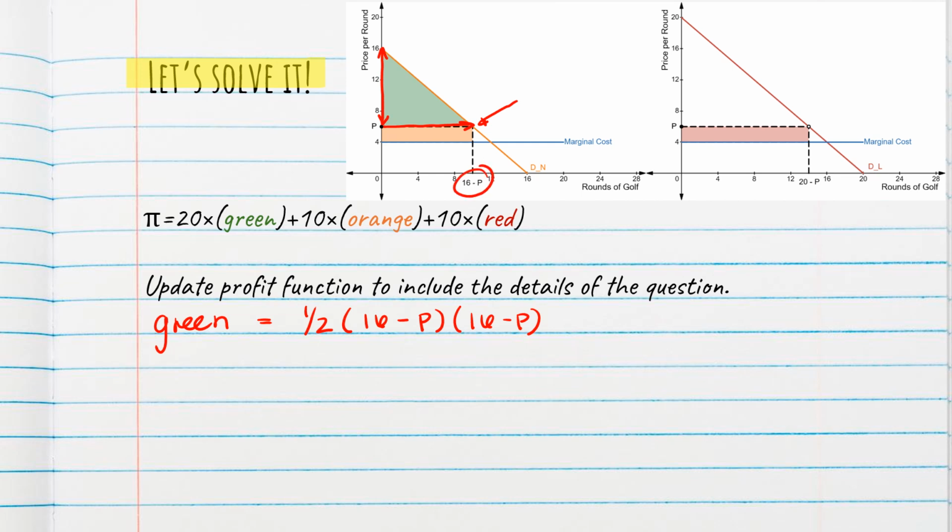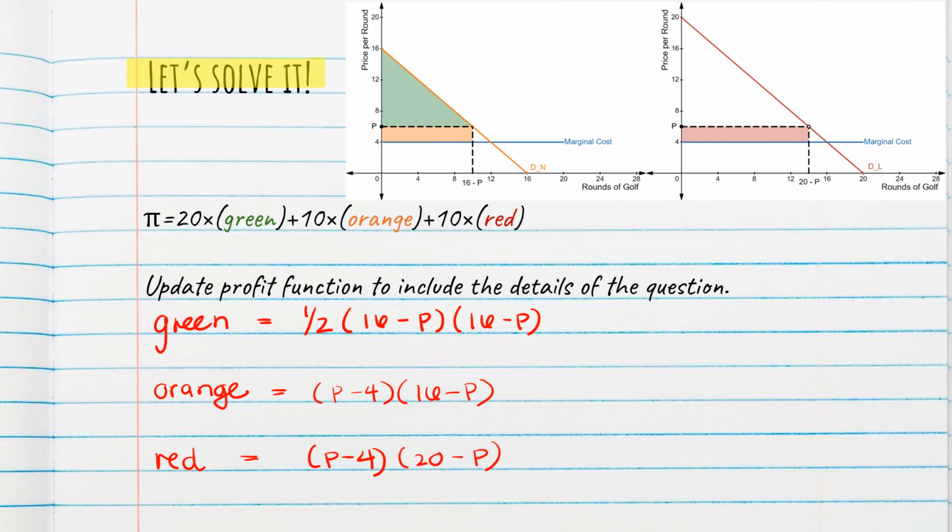That's green. We can also find the area of orange. Orange is a rectangle. It has area of base times height. I'm going to erase my annotations here. The height of this rectangle is P minus 4. And the length of the base is 16 minus P. Finally, we have our red shaded rectangle. Notice that the height of that rectangle is also P minus 4, and the length of the base is 20 minus P.